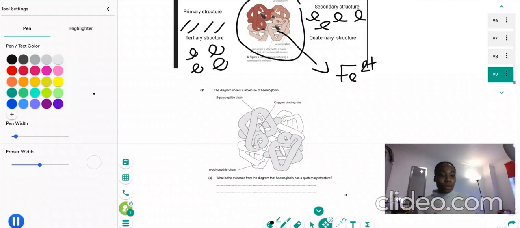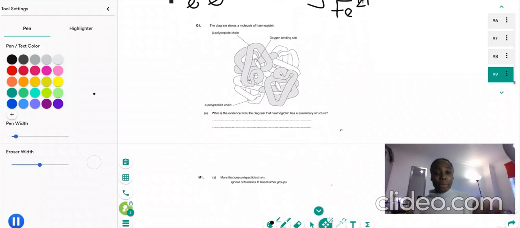Now, if we go back to remember what we said in the beginning, quaternary structure means there's more than one polypeptide chain involved in the structure of this protein. Quaternary structures may have these non-protein groups, in this case a heme group, but not always. And so this exam question is really testing your core knowledge of protein structure. As a result, the answer here should be there's more than one polypeptide chain present. Yep, I can see here that is the answer.